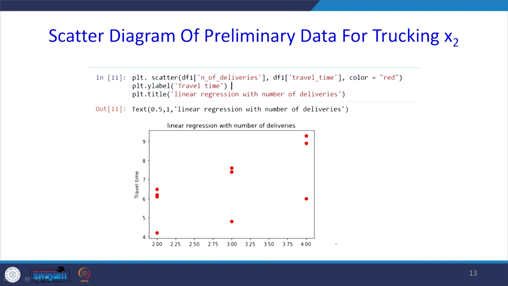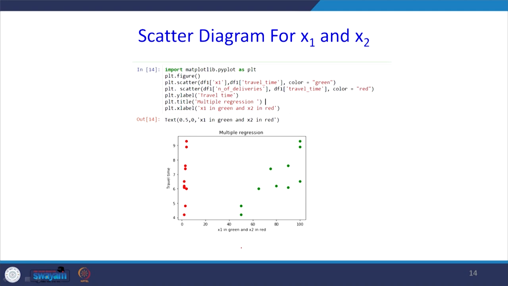Similarly, we will take another variable, number of deliveries, as an independent variable, and travel time as the dependent variable. There also seems to be a positive correlation. Why is this required? If there is no correlation at all between the independent variable and the dependent variable, we need not do the regression analysis. Now, in this graph, both variables are taken together, the distance traveled and the number of deliveries. This is the code to show both variables in the same figure.